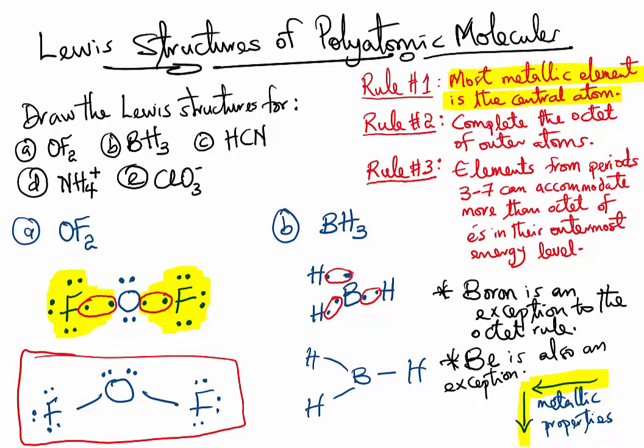Let us now look at the final structure. This is the final structure. So that is the structure of BH3. And again, it comes with the understanding that boron is an exception to the octet rule. Let us now move on to question C.